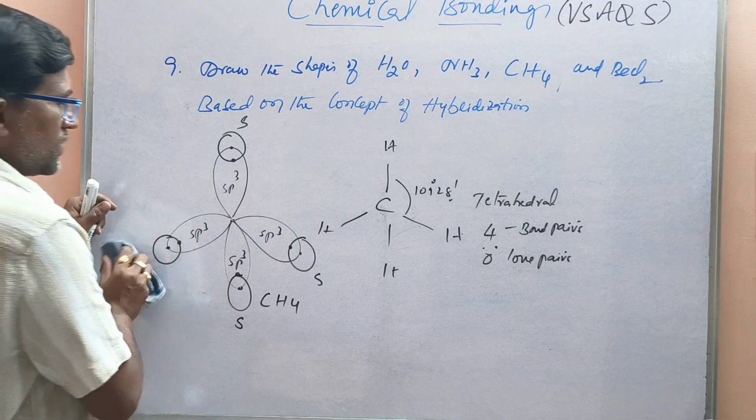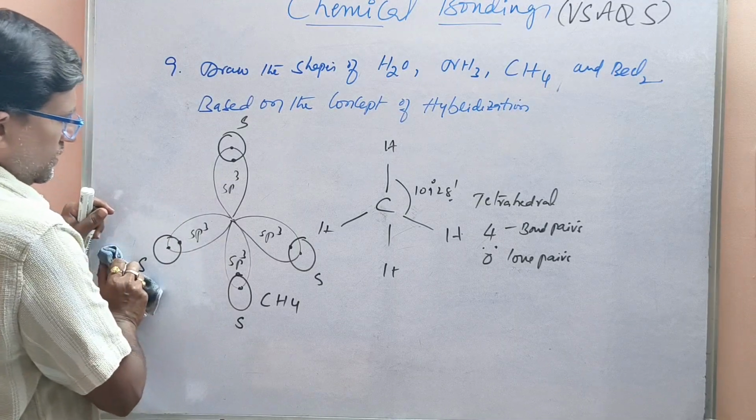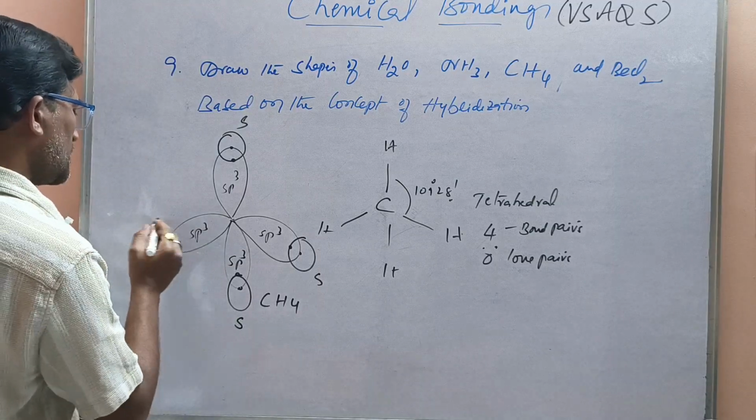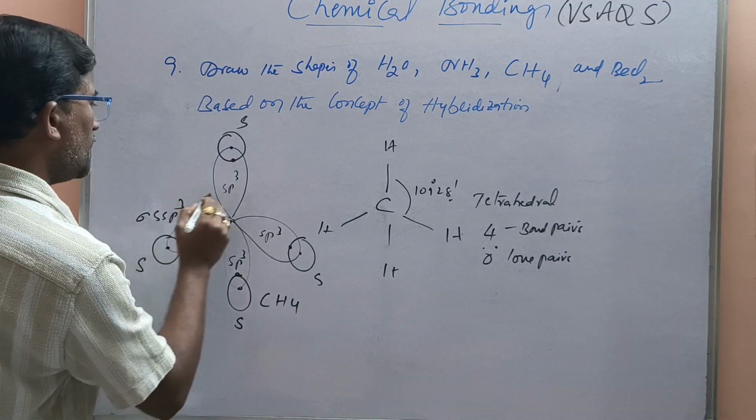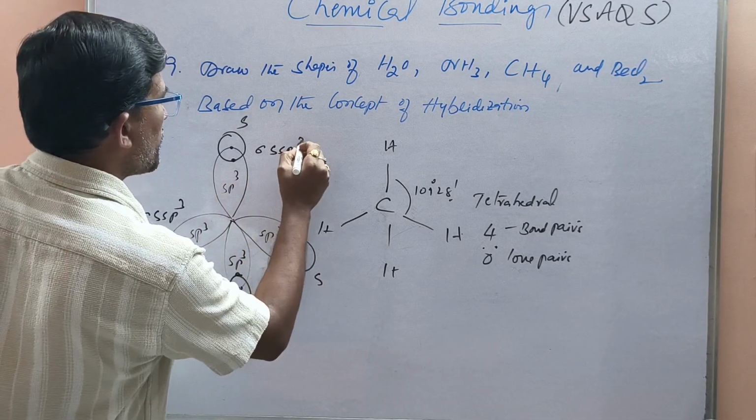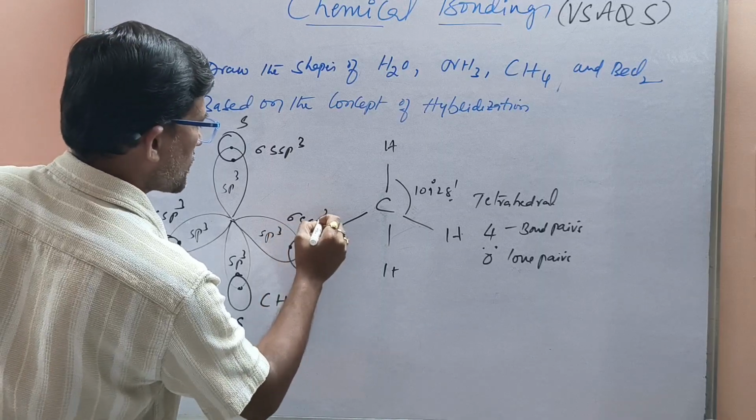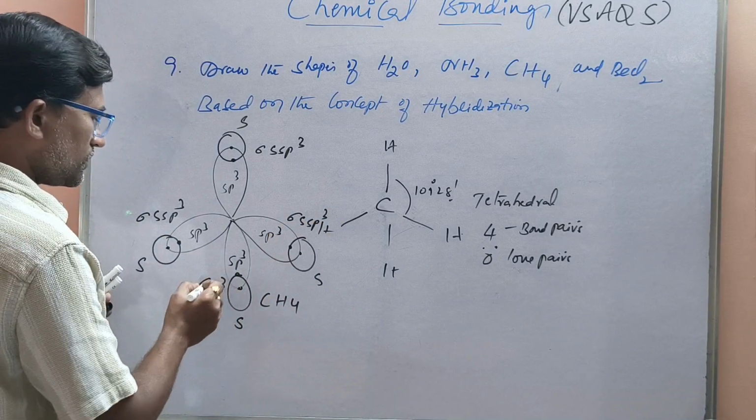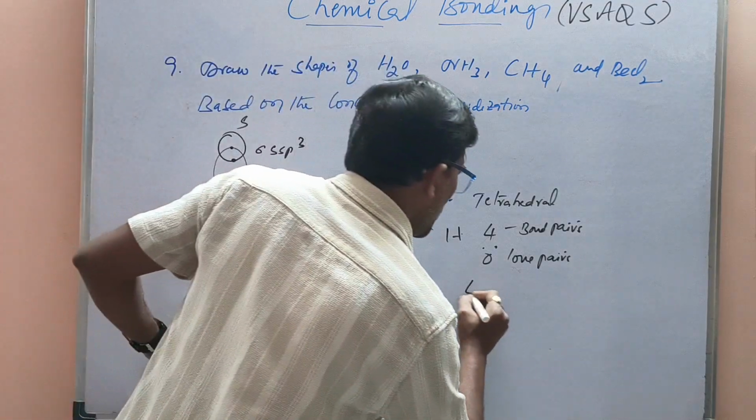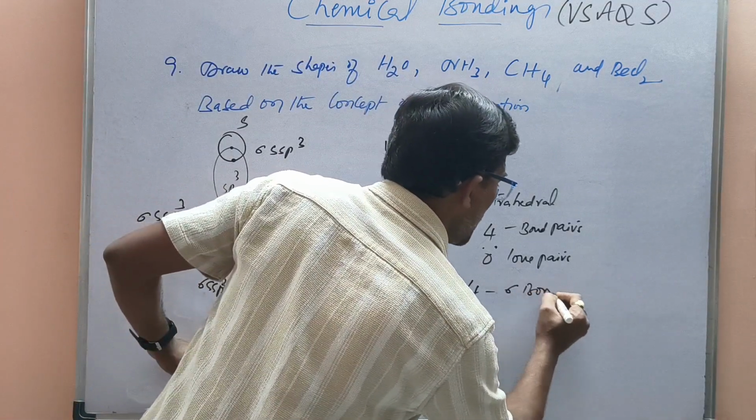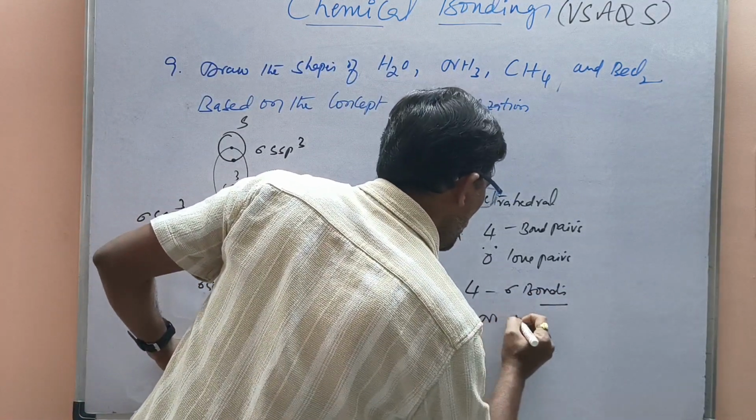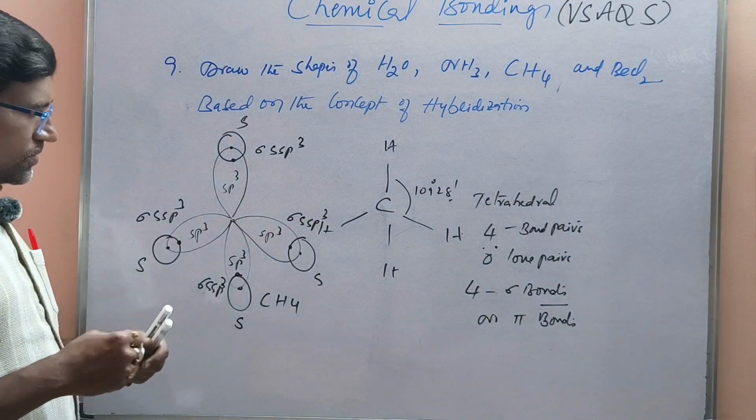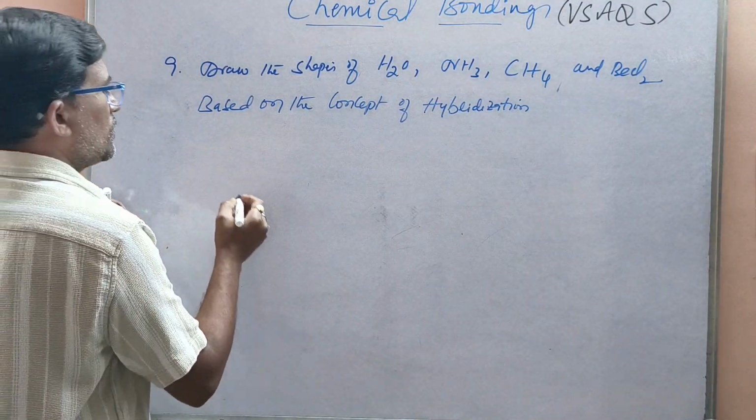Next one is, I hope you understood this. If you want clearly, I will mention this also. This is sigma S sp3, sigma S sp3, sigma S sp3, sigma S sp3. Okay, how many sigma bonds are there? 4 sigma bonds, no pi bonds. Remember that. Okay, this one is NH3.